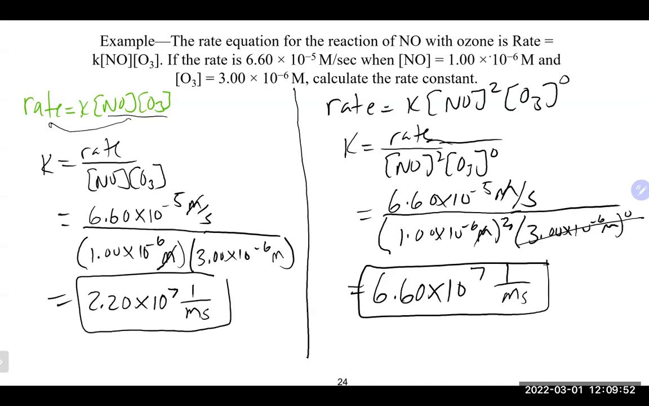So the answer to the question there, again, you do want to take into account the orders. They will not always be 1, obviously. So whatever they are, when you go to calculate K, you do want to take those into account. Any questions on that?